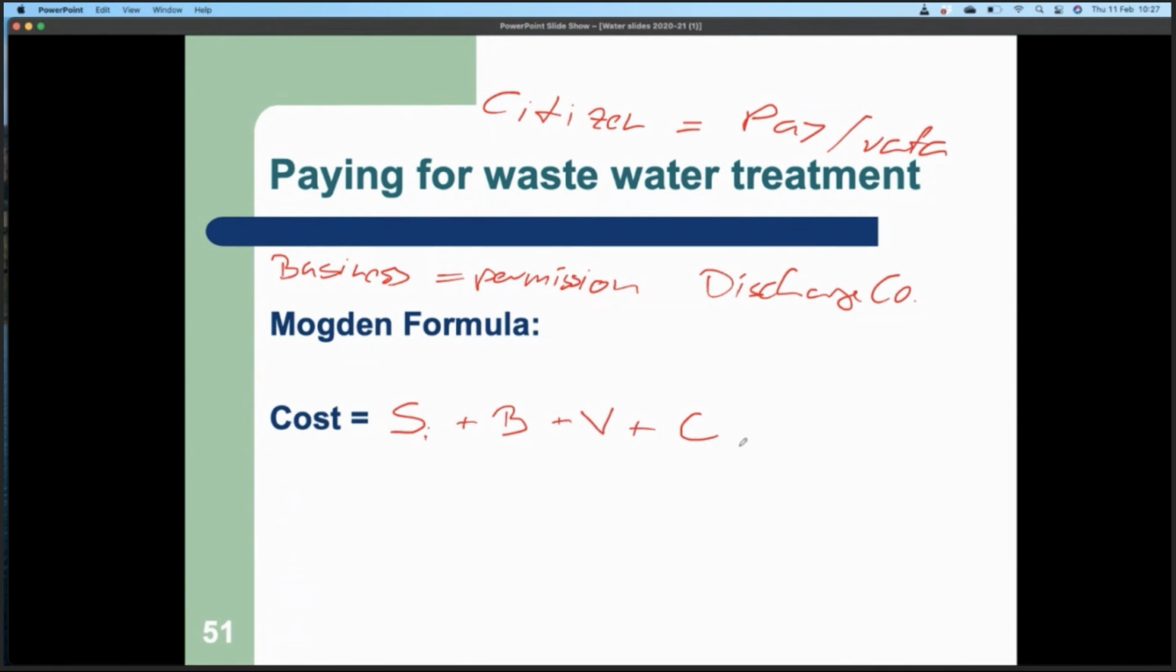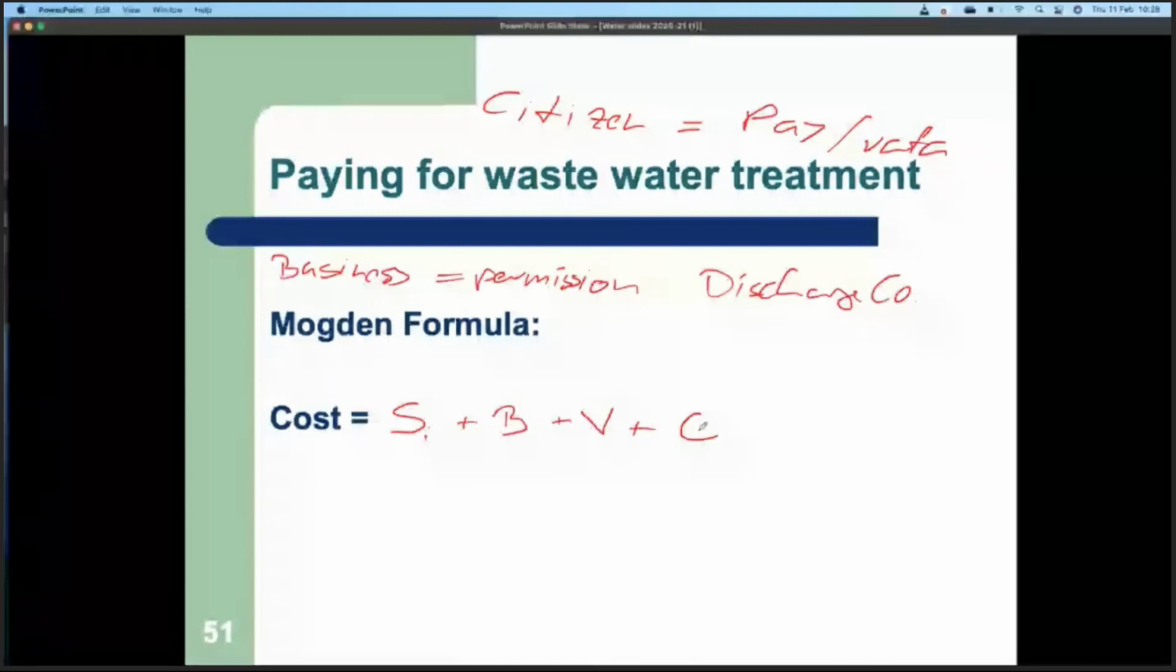There are statistics across the country. And if you're a business, then you can check out in your local area what the elements of the Mogden formula are. So the Mogden formula applies throughout, but in Scotland or in East Renfrewshire, there might be a different charge for solids versus BOD, volume and connecting charge, than there might be in East Lothian or something, simply because they have different environmental conditions to deal with.